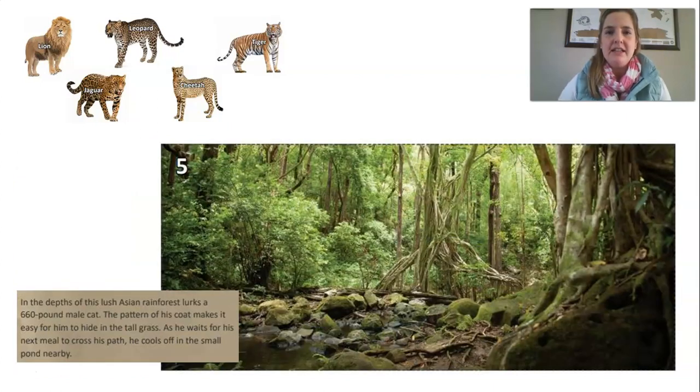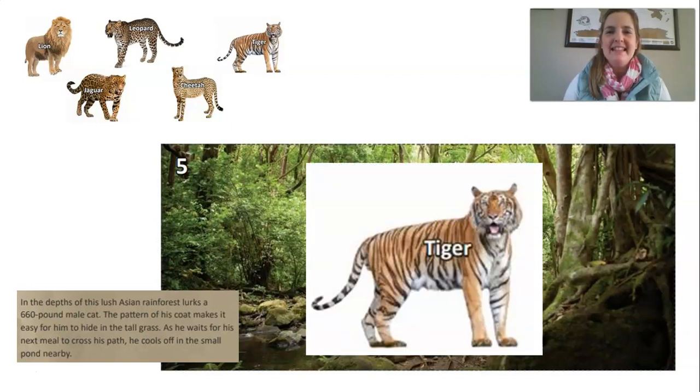If you've been paying attention, you probably can guess what the last one is, because it's the only one we haven't used. In the depths of this lush Asian rainforest lurks a 660-pound male cat. That's big. The pattern of his coat makes it easy for him to hide in the tall grass. As he waits for his next meal to cross his path, he cools off in the small pond nearby. Which one of these cat families lives in Asia, in a rainforest? Can you guess? Yes, the tiger.